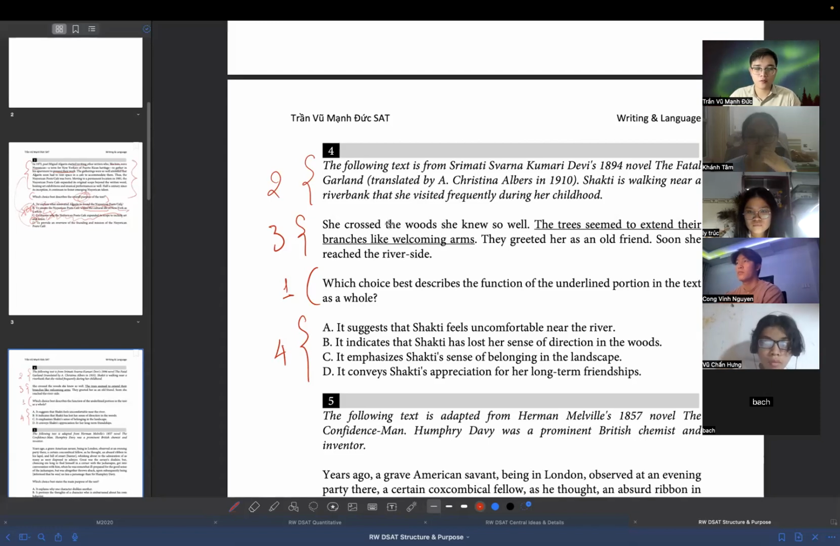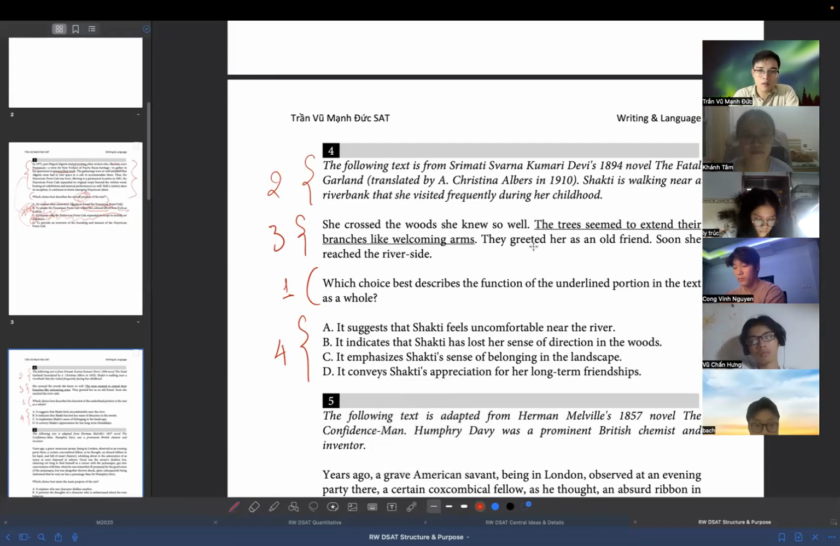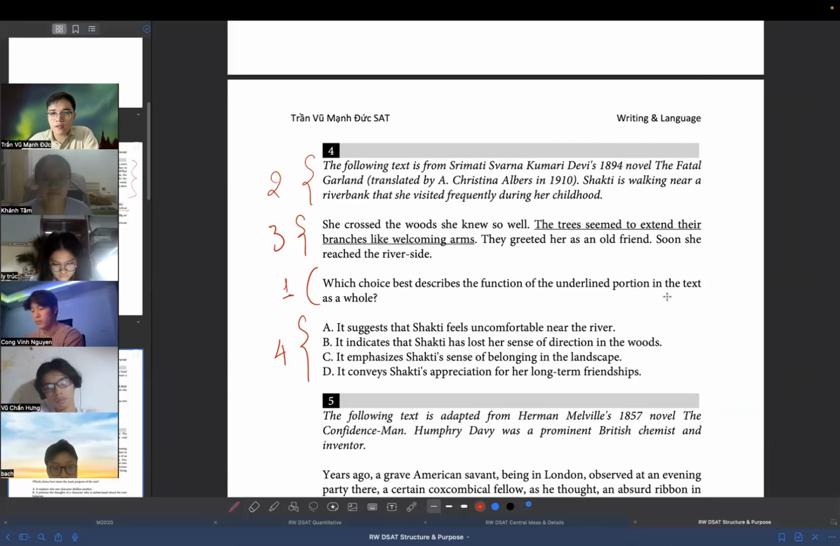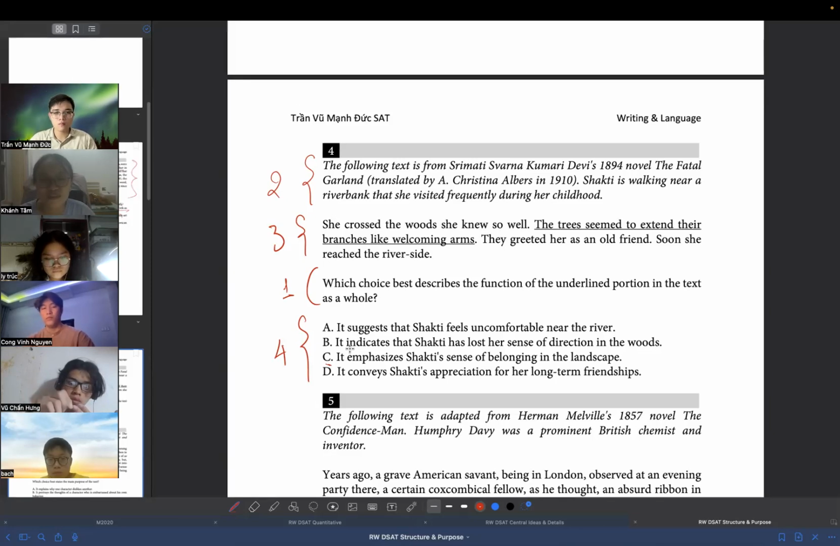All right, Thumb, you will do the fourth question for me. I choose C. Which choice describes the function of the underlined portion in the text? How can you explain why you chose C? The underlined sentence and the sentence after it emphasize that the character has a bond with her surroundings, so I choose C.